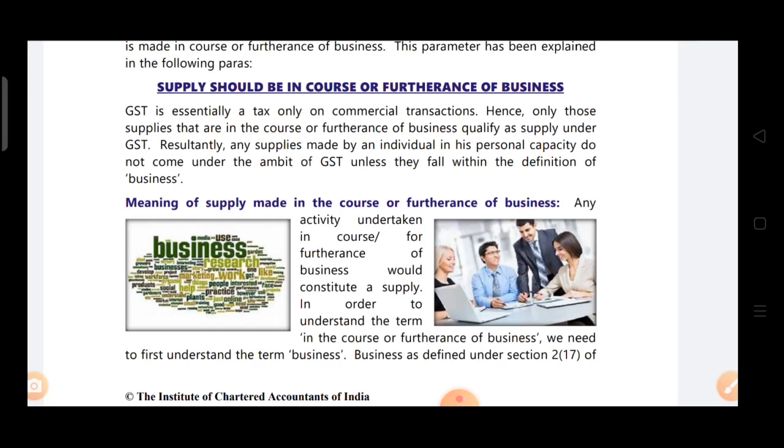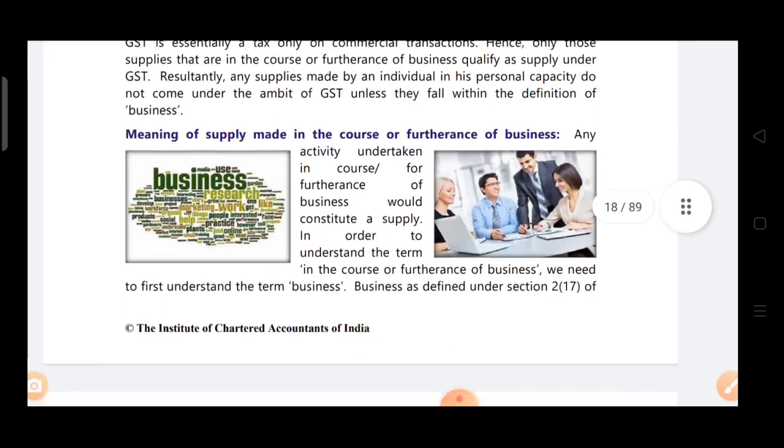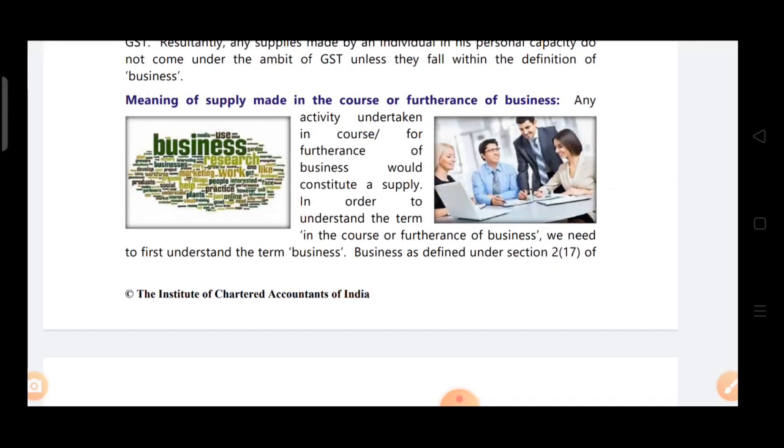Resultantly, any supplies made by an individual in his personal capacity do not come under the ambit of GST unless they fall within the definition of business. So, any supply that is made in the course of business, only on those activities will GST be levied. Any activity done by the individual in his personal capacity is outside the purview of GST unless it falls in the definition of business. We will understand this line properly with the help of an example.